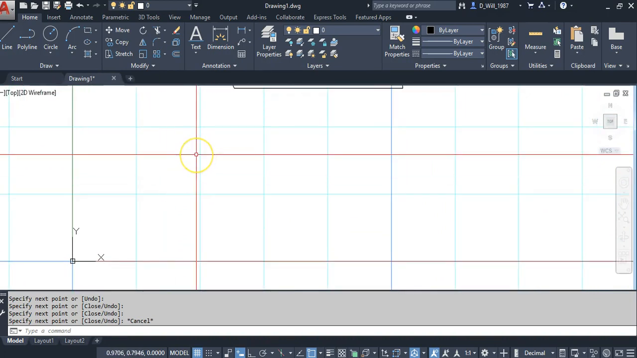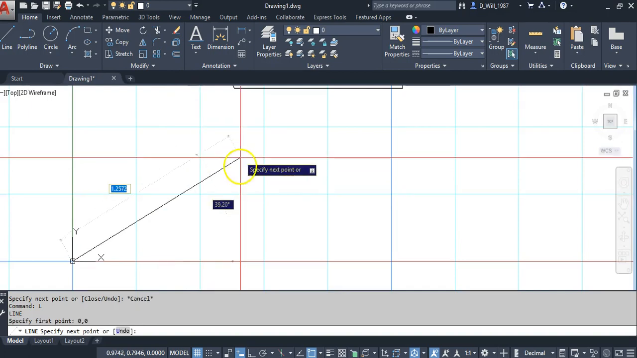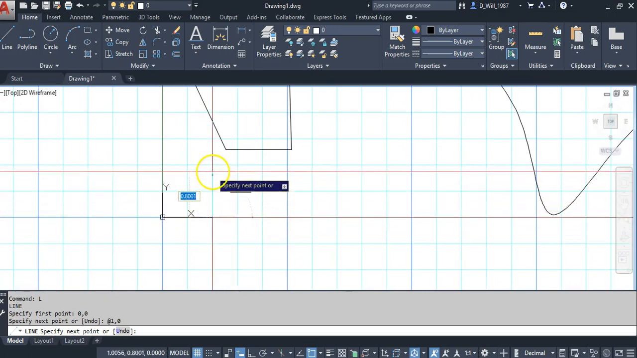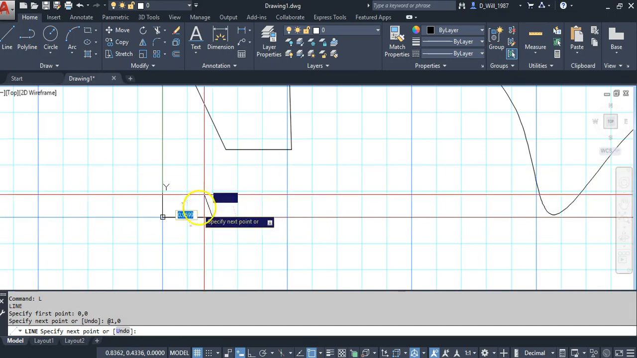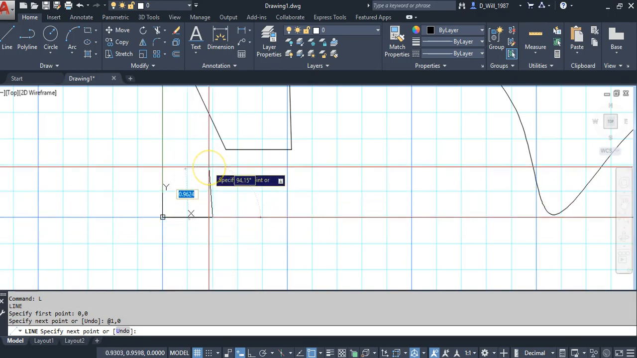So, for example, if I say, hey, draw me a line from 0, 0, and then my next point will be 1, 0, and then I want to go straight up 1 inch. So, right, that's 1 inch over and 1 inch up. So that should be coordinate 1, 1, right? But if you have dynamic input turned on and you type in 1, 1, look what it does.